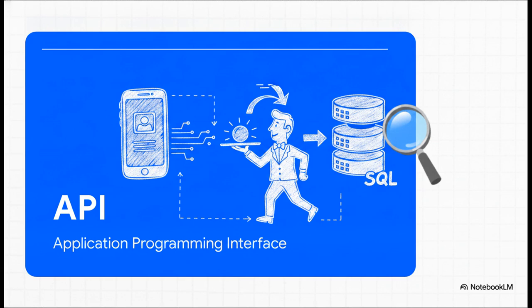And this brilliantly illustrates what happens behind the scenes. Apps talk to each other using an API, or Application Programming Interface. Think of an API like a highly efficient digital waiter. The waiter takes your order, a request from your app, carries it back to the kitchen, which is a database, often managed by SQL or structured query language, and then quickly brings the data right back to your table.